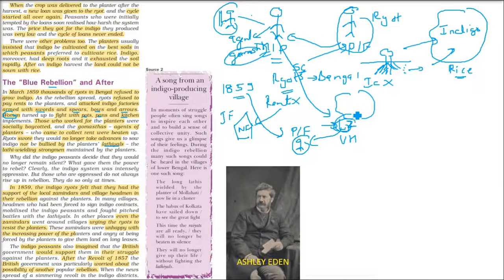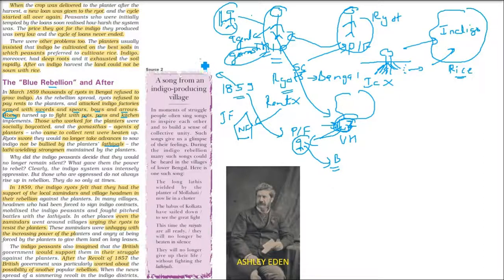Because indigo planter power was growing, and the zamindars didn't want that. They were unhappy with the increasing power of these planters, because the planters were getting money also, and they were getting powerful. So that is how they basically instigated the riots.